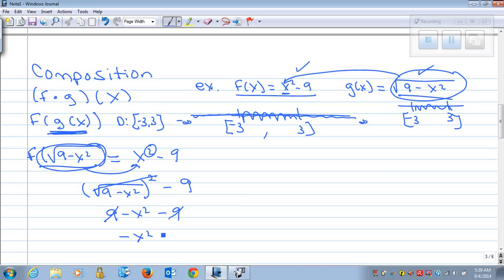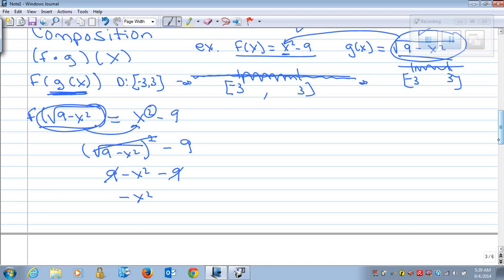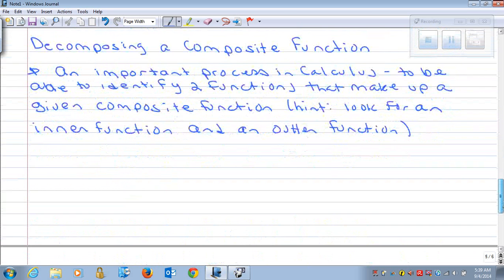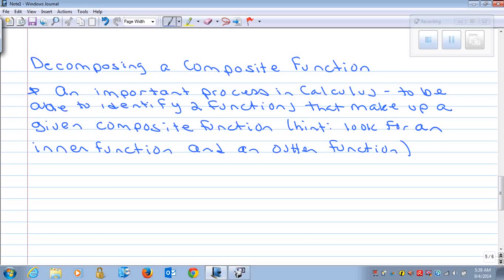All right. Let's move on and talk about decomposing functions. We'll get a lot of practice on compositions in class. Decomposing functions. I've written down a little piece of information here that's important. This is an important process in calculus for you to be able to identify two functions that make up a given composite function. The hint is to look for an inner function and an outer function. We're going to take a look at this by example.